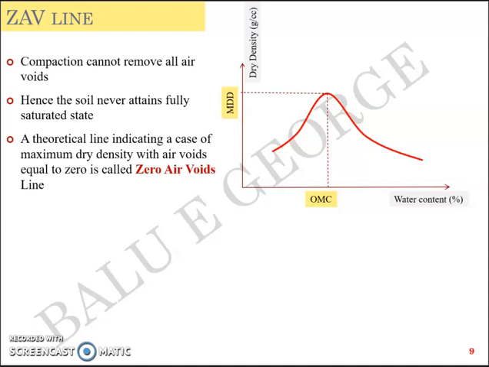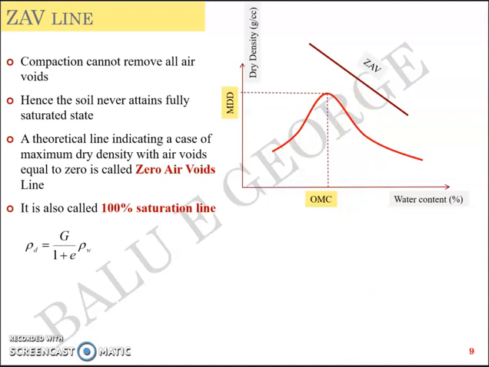That line is called a zero air voids line because it's a line which represents a soil state where the air voids is 0. You don't have air in it. Such a condition is represented as a zero air voids line. It's also called a 100% saturation line as well. You can have ZAV here, there, right? This is ZAV. This is the maximum attainable value in the laboratory, and this is a zero air voids line, or the theoretical zero air voids line.